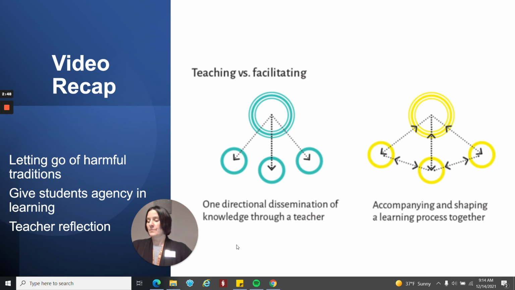It is really, really hard to let go of what we grew up with, and it's hard to try new things. So I totally understand that. But I'm really passionate about bringing dance into the 21st century. And I think if we give students agency in their learning, they will be able to understand, they will be able to just love dance more so than if we continue with some harmful traditions that we have. So anyway, there's just a little graphic over here, teaching versus facilitating.